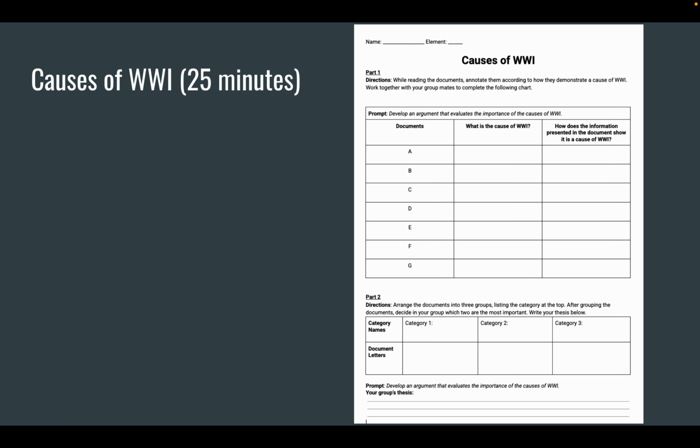With those documents grouped, then they could go on to writing their thesis that answers the prompt, develop an argument that evaluates the importance of the causes of World War One. Their thesis might look something like, the most important causes of World War One were militarism and the alliance system, for example.